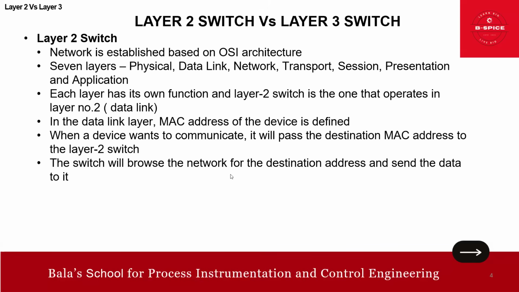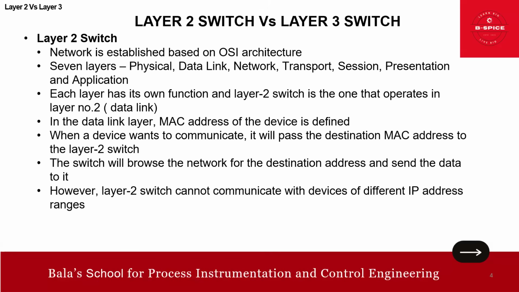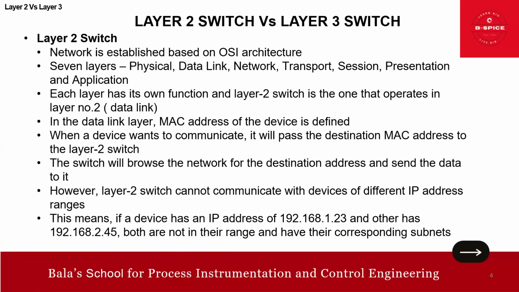The switch will browse the network for the destination address and send the data to it. However, a Layer 2 switch cannot communicate with a device of a different IP address range. That is the challenge. This means if a device has an IP address of 192.168.1.23 and another has 192.168.2.45, both are not in the same range and have their corresponding subnets.